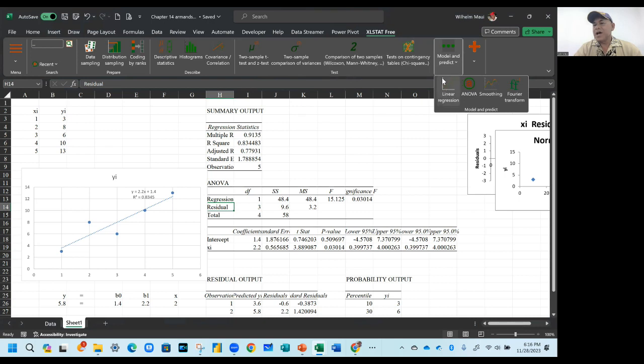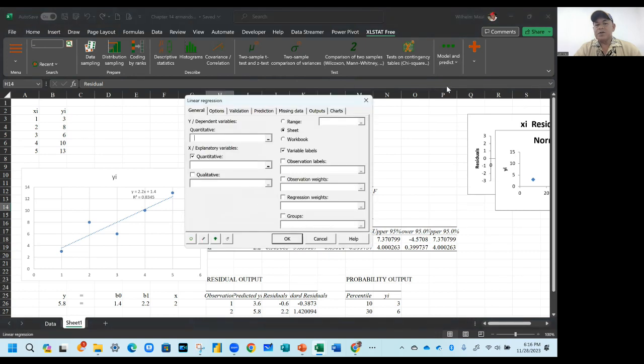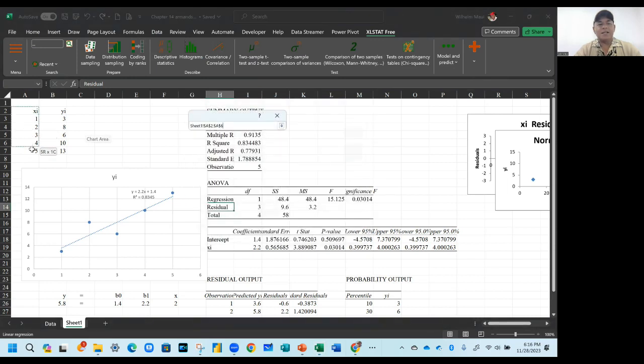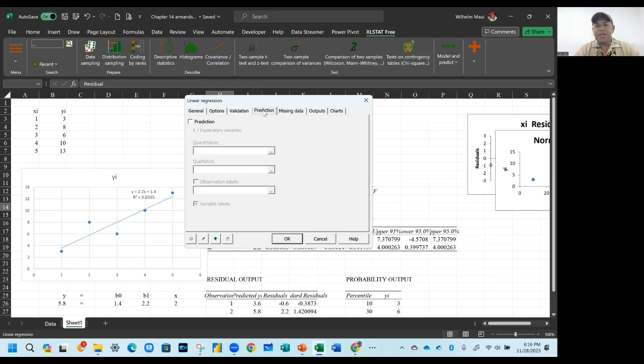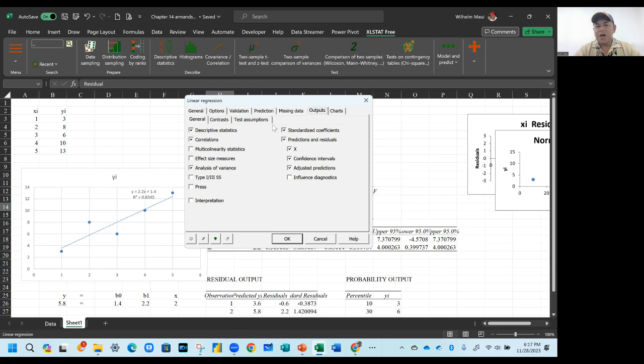Your linear regression is going to be under model and predicting. If you select that one, similarly, you have to tell it where the dependent variable is. So this is my dependent variable. Where's my explanatory variable? A different term here: instead of independent variable, explanatory variable. And then you specify where that is. Then you go to options, and that stays the same. Prediction we'll talk about later, but for now I'm just demonstrating how you would solve most of the problems. If you go to output, you can specify these.